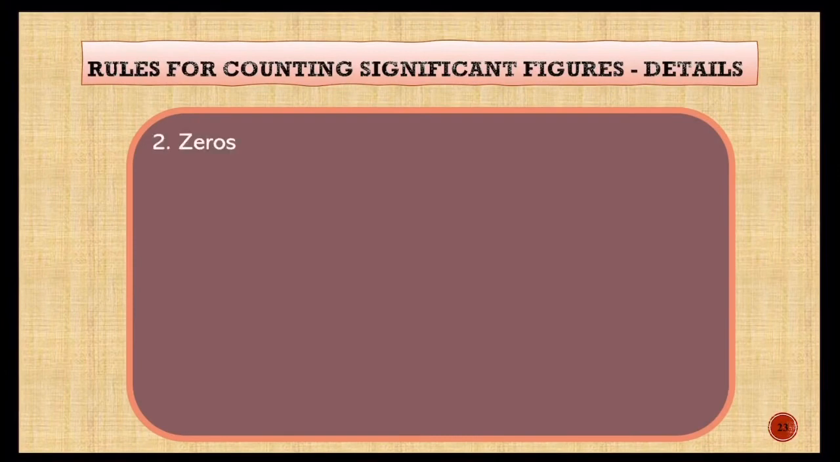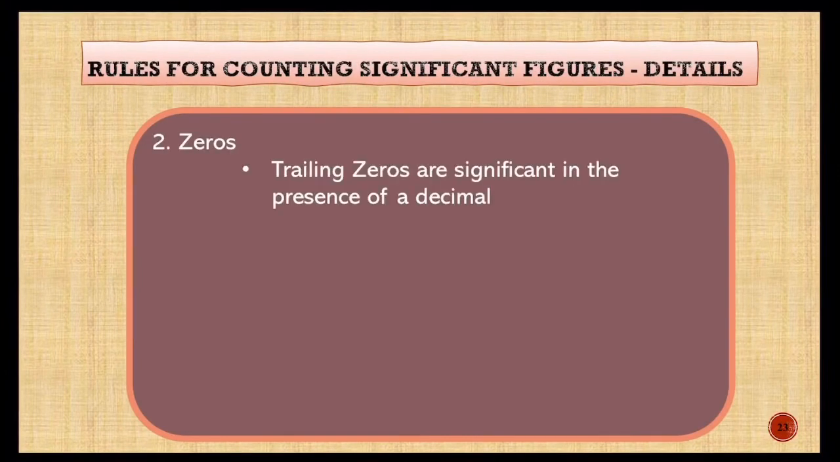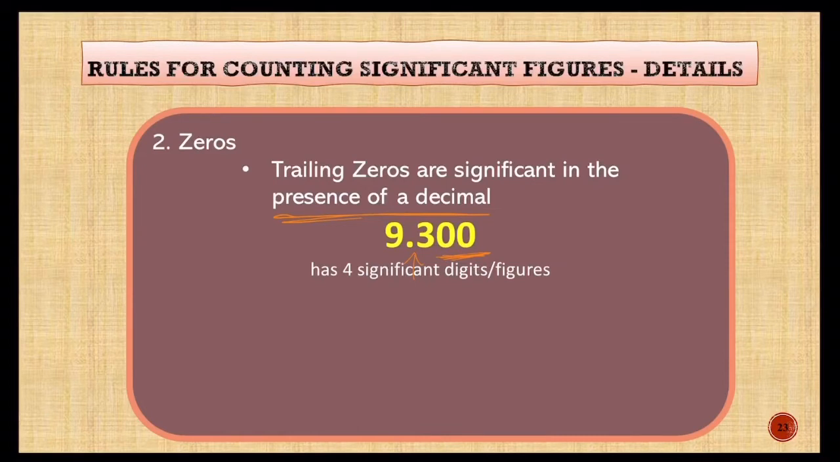The next type of zero is called trailing zero. Trailing zeros are the opposite of leading zeros in that they are trailing behind. They're going to be at the end of the value. This is conditional. Trailing zeros are only significant in the presence of a decimal. So let's look at an example. 9.300. Both of these are considered trailing zeros because they are at the end of the value. And because there is a decimal present, they are both considered significant. So this value will have 4 significant digits.